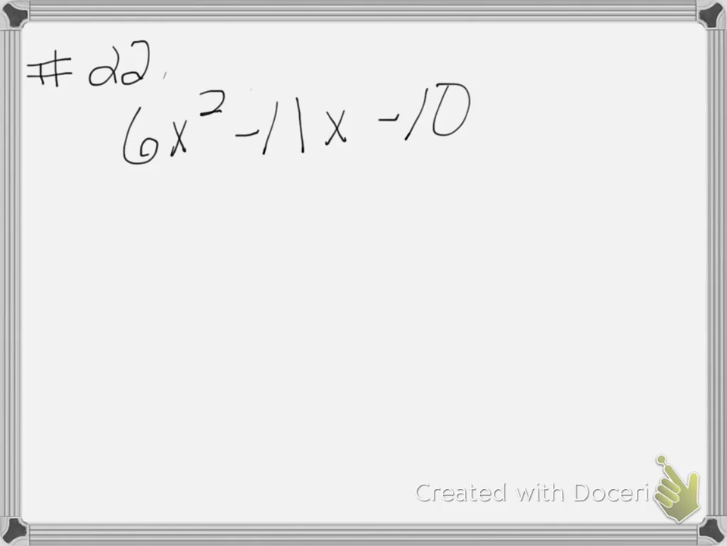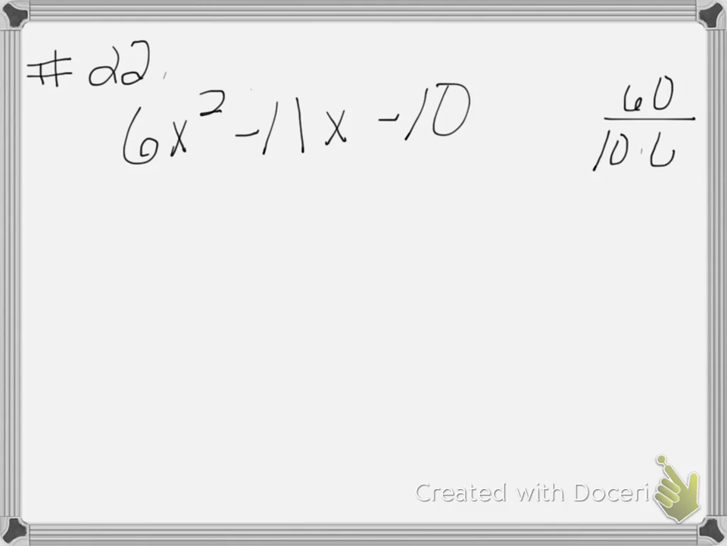This is number 22 on the worksheet. Again, I'm going to split my middle term. I'm going to do the AC method, which is 60. Now, this time, my signs are different. So I need to find factors that are going to subtract to get me 11.